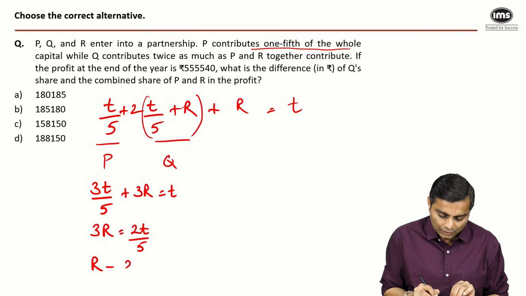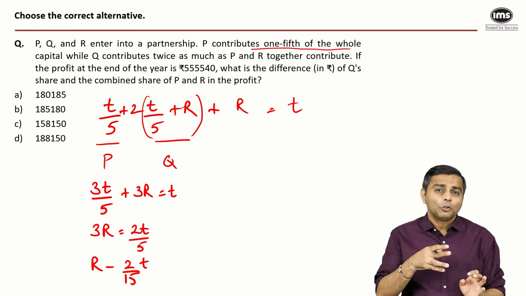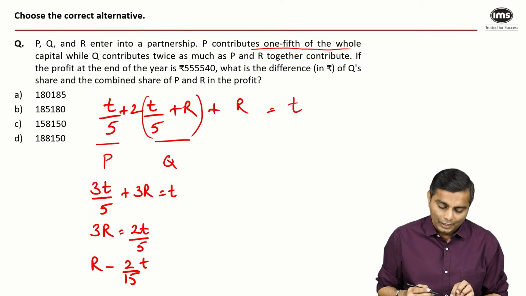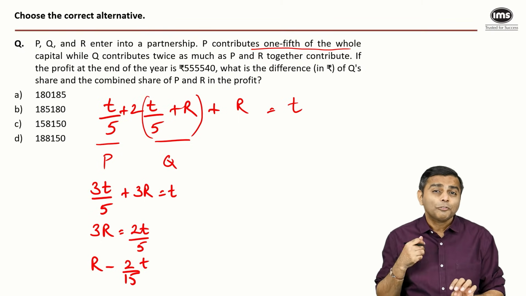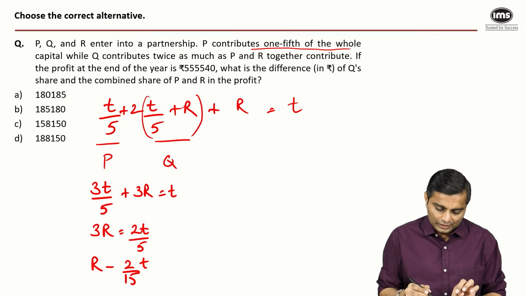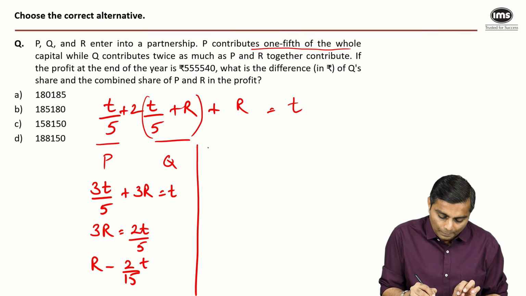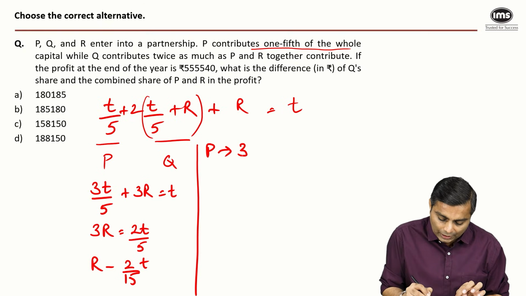So R's ratio is 2T by 15 of the total. Just because of the ratios, I want to connect P, Q and R together. P I know is T by 5. If I have to convert this into 15, it will become 3T by 15, multiplying with 3 on both sides. So P's new ratio is 3T by 15.